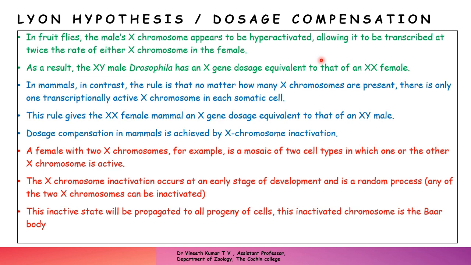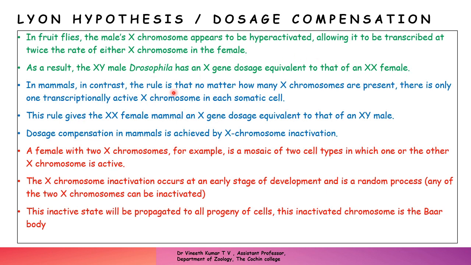That is, the one X chromosome in the male is hyperactivated, allowing it to be transcribed at twice the rate of either X chromosome in the female. As a result, the XY Drosophila has an X gene dosage equivalent to the XX female. So, this is a mechanism by which the dose is compensated. So, dosage compensation can be by hyperactivating a chromosome and also by inactivating a chromosome. The second one is going to be discussed now.